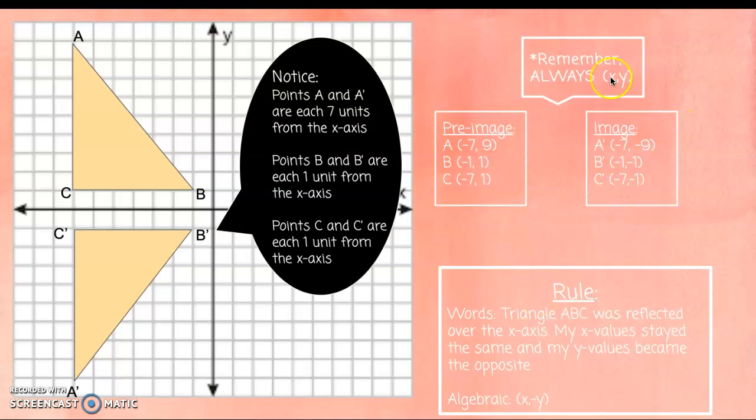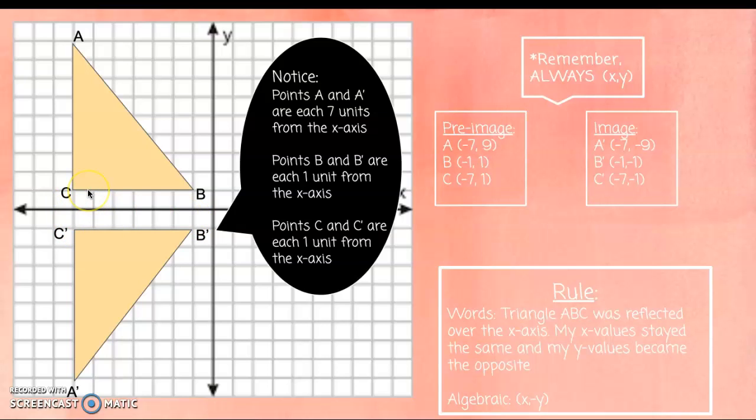Here's another one. Again, remember always x, y. Here's your pre-image. Here's your image. Pre-image, ABC. Image, A prime, B prime, C prime. Notice points A and A prime are 7 units from the x-axis. So I'm 7 units away, 7 units away. B and B prime, each 1 unit away from the x-axis. I might have said y before, sorry, x-axis. And C prime, same thing.